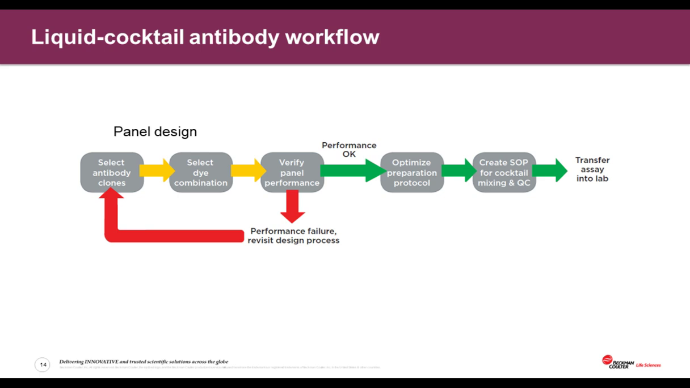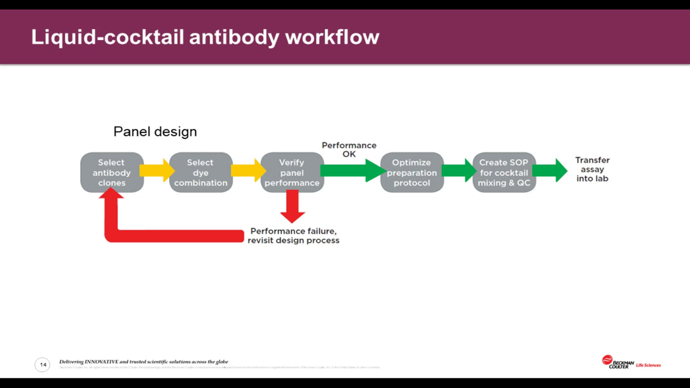Now, we discussed the fact that we can introduce error into our cocktailing, and that this is another reason why we're going to have an internal control or an experimental control. The liquid cocktail antibody workflow looks like this. We first design our panel. We select the antibody clones, we select the dye combination based on the antigen level, based on the fluorescent intensity, and we evaluate and verify the panel performance. There are going to be several iterations of the verification of your panel performance because that takes some time.